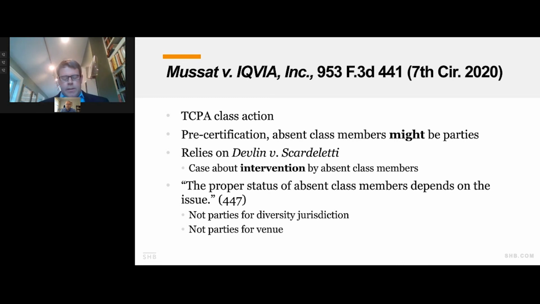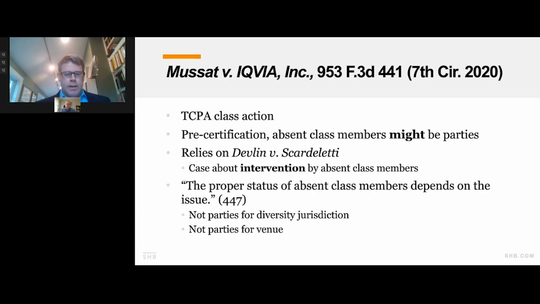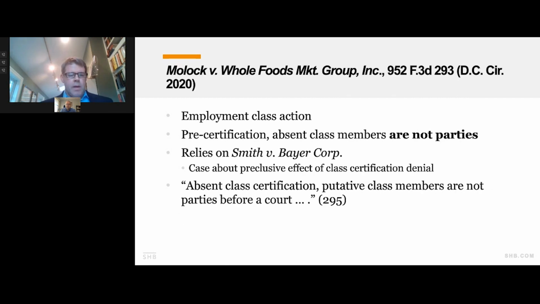Likewise, the Moloch case, Moloch versus Whole Foods, arose out of the District of Columbia and was an employment class action. In that case, Whole Foods is a Delaware corporation. Principal place of business is in Texas. So again, not at home, so to speak, in the District of Columbia, and was sued in an employment case by a putative class, seeking compensation relating to the incentive bonus program that Whole Foods operated under various state laws.